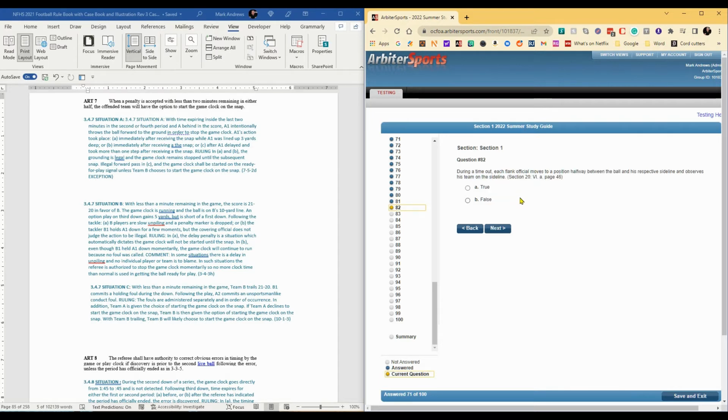Question 82. During a timeout, each flank official moves to a position halfway between the ball and his respective sideline and observes his team on the sideline. That's exactly what we want you to do. Halfway. Try to keep an ear open. You might hear a clue about what the next play is going to be. It might help you officiate that next play better. But this is definitely a true statement.